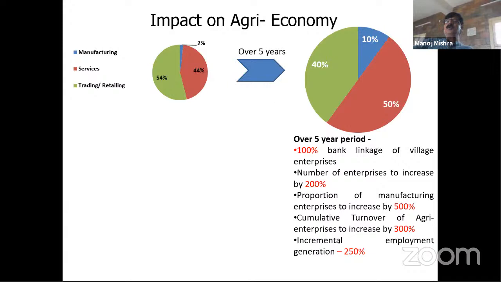And I'm sure for the small enterprises, with the linkages that we are talking about, the cumulative turnover is going to increase. There is an incremental employment generation which is going to be gained. The number of enterprises are going to increase. And of course, at the end of the day, these are all going to happen by the bank linkages that we are trying to talk about. And this is the impact of an enabling ecosystem for that matter.